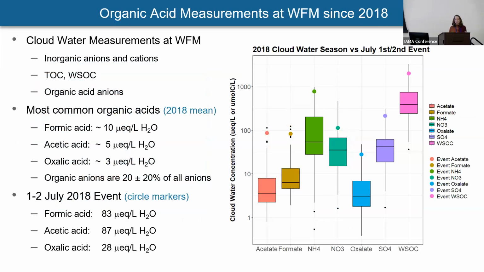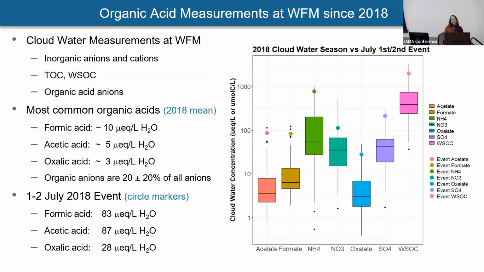At Whiteface Mountain, they've been taking cloud water measurements for decades. They measure inorganic anions and cations. That began with the acid rain studies. And then more recently, they've been measuring total organic carbon and water-soluble organic carbon, as well as, even more recently, these organic acid anions, and they use a PILS instrument to help get that measurement.